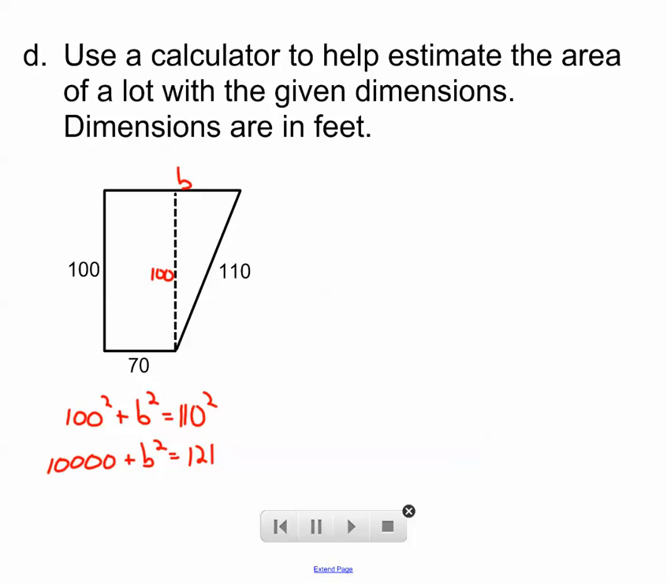10,000 plus b squared is 12,100. b squared is 2,100, and that's where the calculator comes in. That's why they told us to use a calculator, because they want us to do the square root of 2,100. It's going to be an irrational number, so we'll just estimate it here. We'll call it about 45.8. Now we have the base of this triangle.